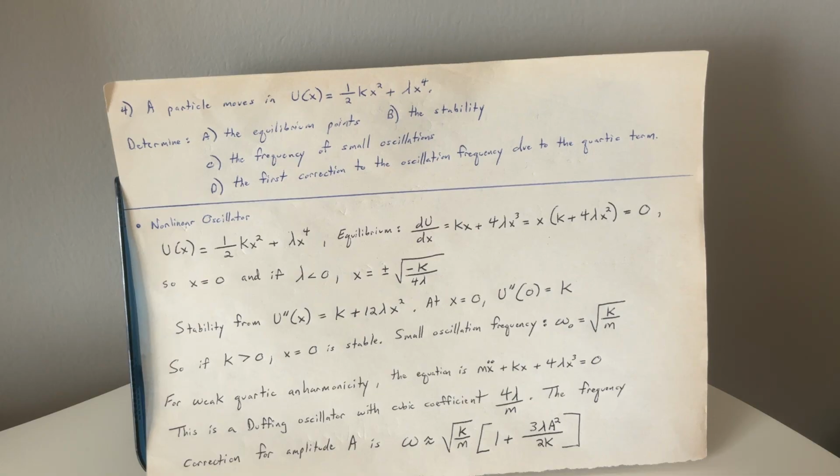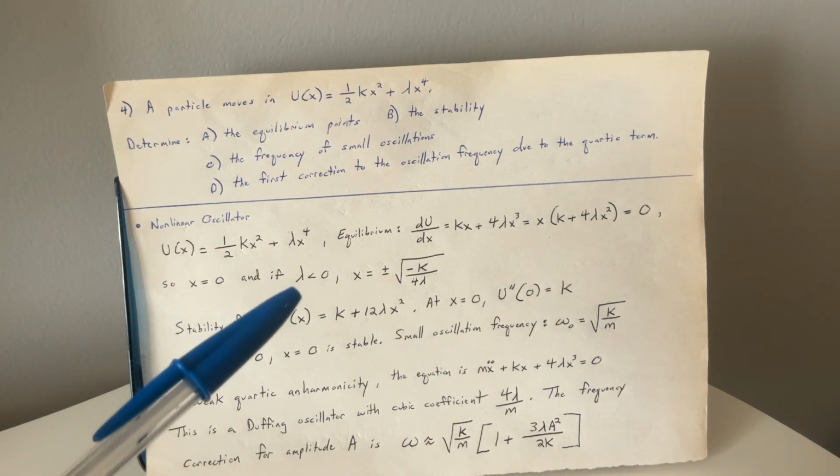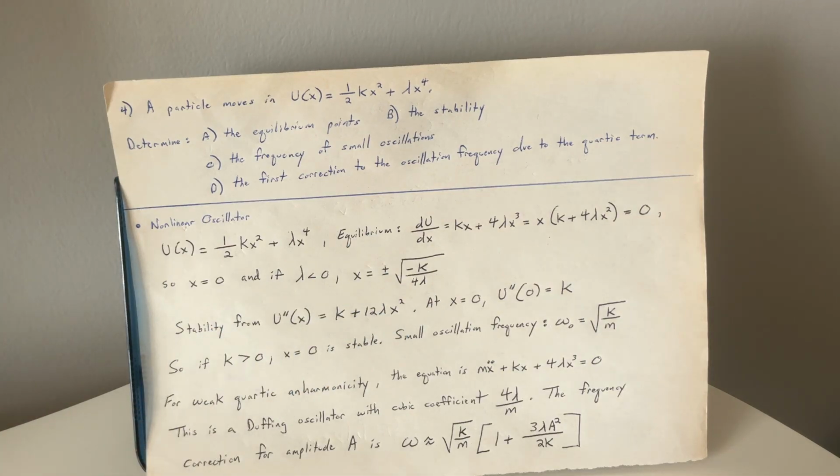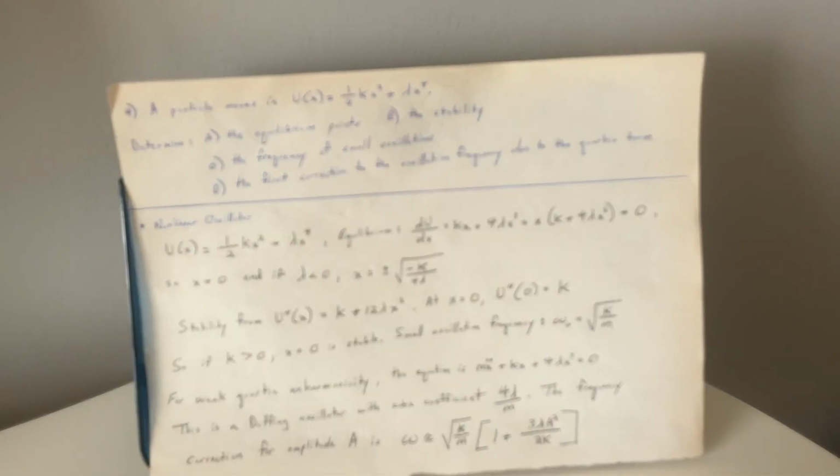So this is a nonlinear oscillator problem. U of x equals 1/2 kx squared plus lambda x to the fourth. For equilibrium, dU/dx equals kx plus 4 lambda x cubed, and that's going to equal x times the quantity k plus 4 lambda x squared, set equal to 0. So x is going to equal 0, and if lambda is less than 0, x is going to equal plus or minus the square root of negative k over 4 lambda.